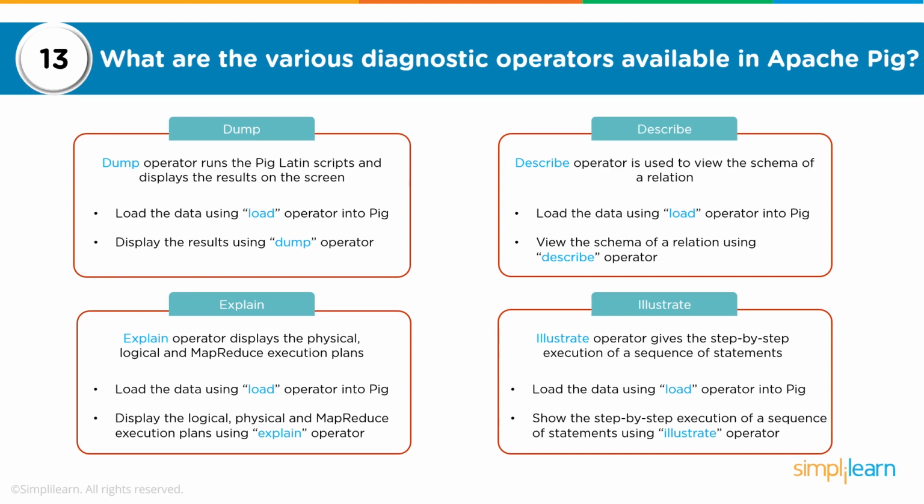So sometimes when we would want to analyze our script to see how good or bad it is, or whether that really serves our purpose, we could use illustrate. And again, you can test that by loading the data using the load operator, and you could just use the illustrate operator to have a look at the step-by-step execution of the sequence of statements which you would want to execute. So these are different diagnostic operators available in Apache Pig.